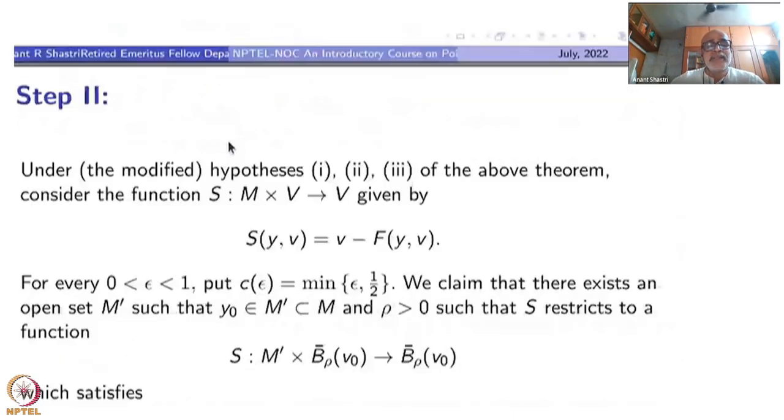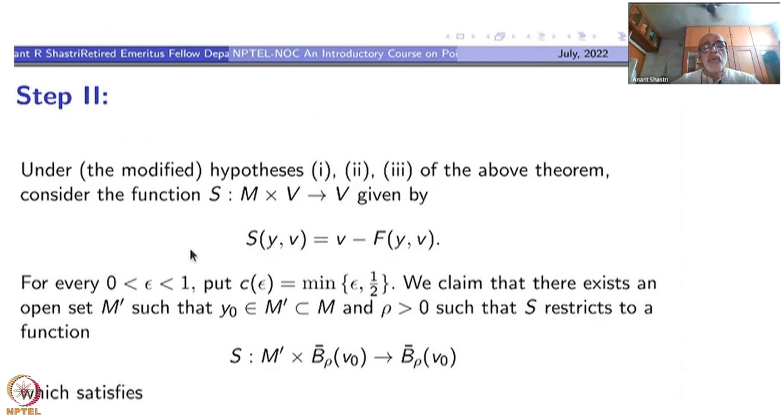In step 2, now we have the modified hypothesis. All 1, 2, 3 are modified. Namely, now W is V itself. So M cross V to V, we have got a function instead of M cross V to W. Now you take a new function S, defined by S(y, v) equal to v minus F(y, v). F is a function from M cross N to V. So define S(y, v) equal to v minus F(y, v).